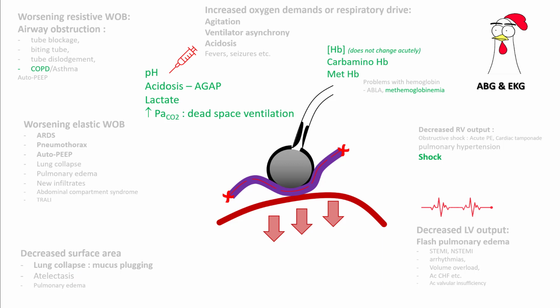ABG is not very helpful, however it can help provide information regarding pH, lactic acid, PaCO2 and hemoglobin levels, and whether there are any abnormal hemoglobin forms. EKG can help you rule out acute coronary syndrome and help you figure out what type of arrhythmia, if any, is present.